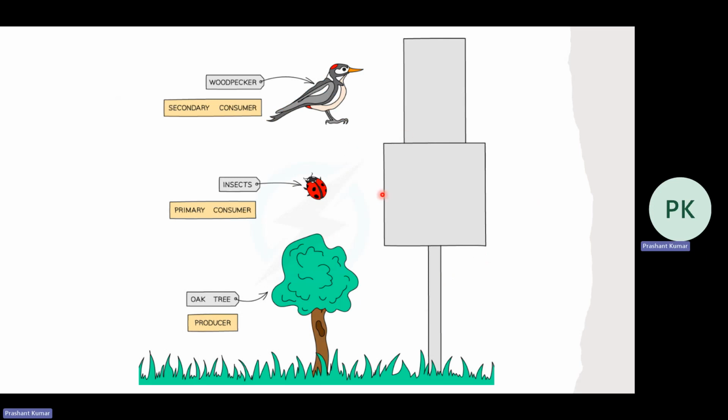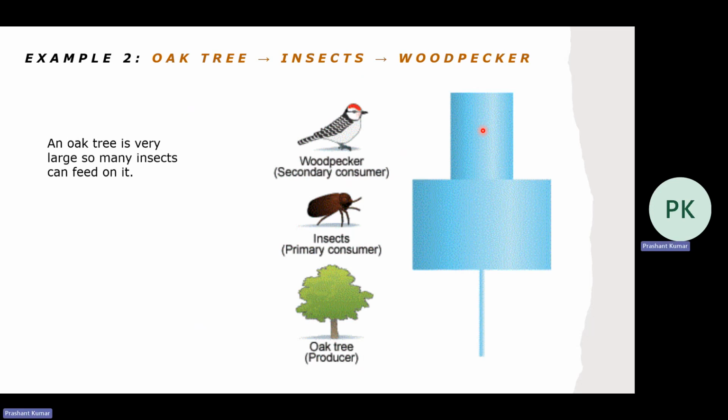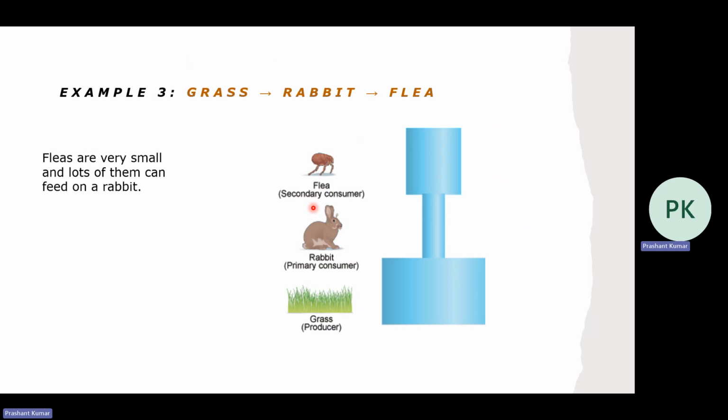This is another type of pyramid of number where there's one tree. One tree is fed on by so many insects, and so many insects are being eaten by a very small number of insect feeders, right? So this is a pyramid of number, you can imagine. Second example: just now I discussed one tree eaten by insects, and insects eaten by insect eaters, birds. Example 3, dumbbell shape of pyramid of number, where grasses are more, rabbits are less, and secondary consumers are more because they are feeding on one organism.